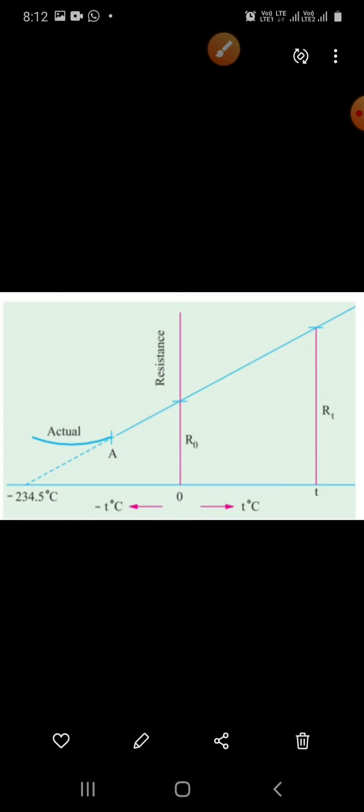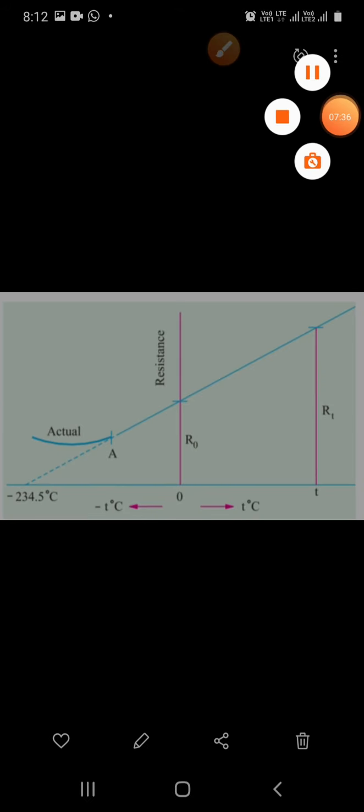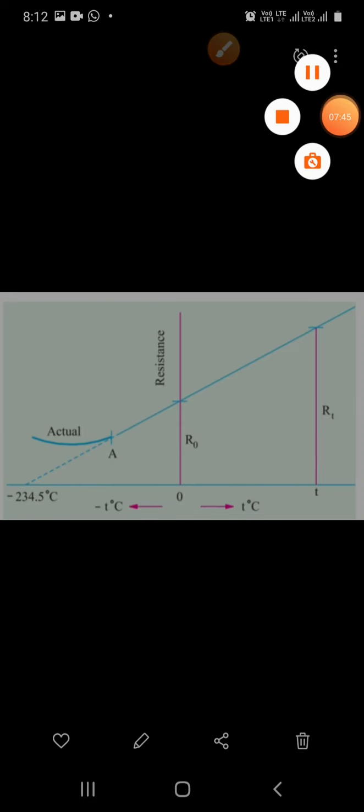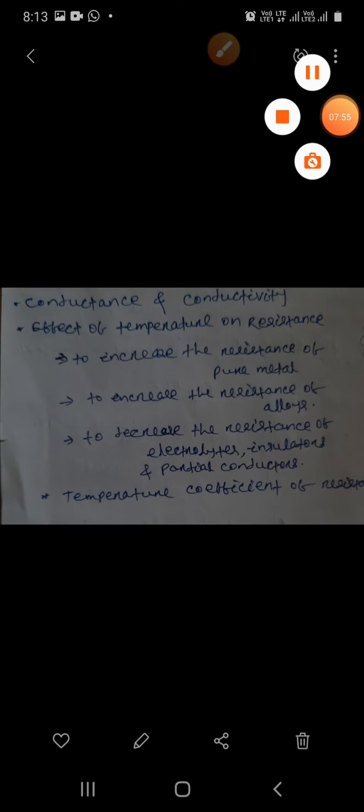Resistance increases due to temperature. So here I can tell that the metals have a positive temperature coefficient of resistance. Now the next effect: suppose we are talking about alloys. For alloys also, the resistance will increase if we increase the temperature.